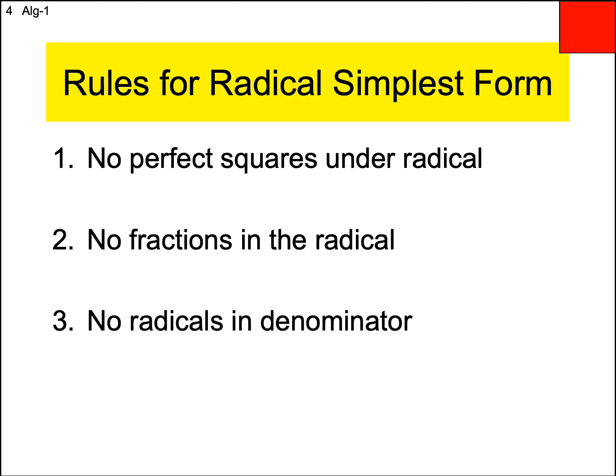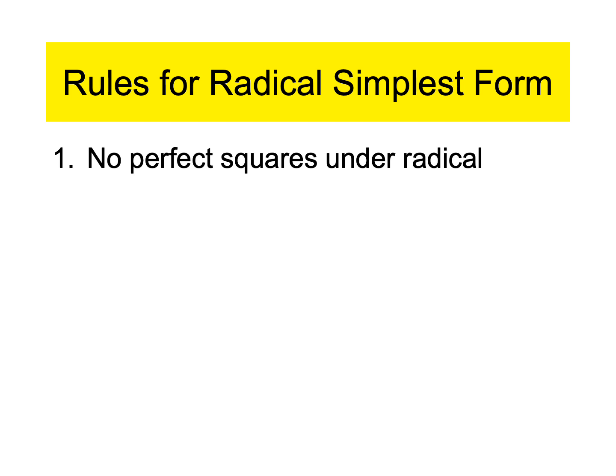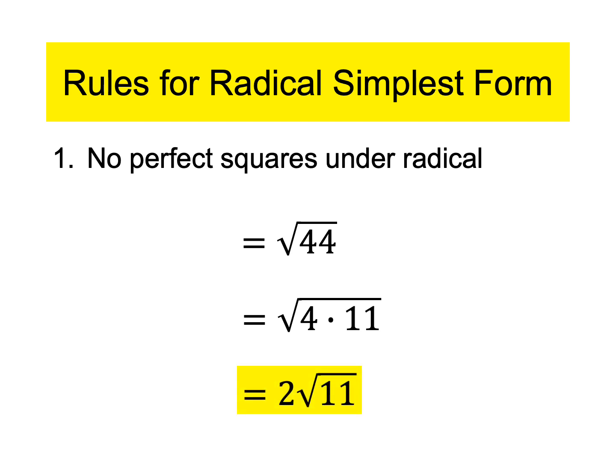Well, the first one we've already seen. I mean, this is what we've been doing, right? The square root of 44 says there are no perfect squares underneath the radical. Is there a perfect square in 44? Sure is. 4 times 11, right? So we take the square root of 4, which is 2, and we get 2 root 11. Now notice there are no more perfect squares underneath the square root symbol. There's just 11. Okay, if there was a 9, we'd take the square root of 9. All right, so that's the rule that we've been operating under so far.